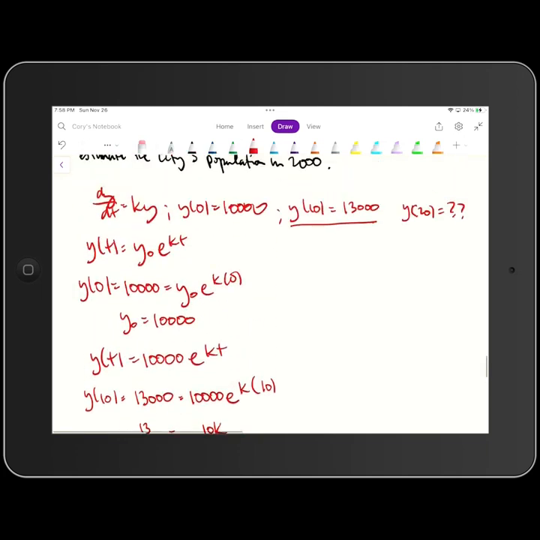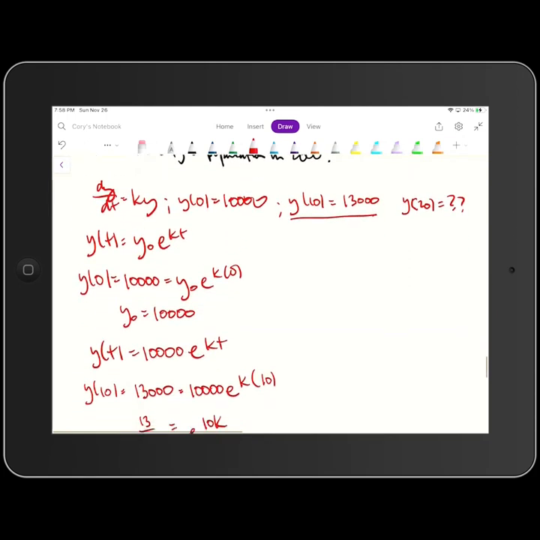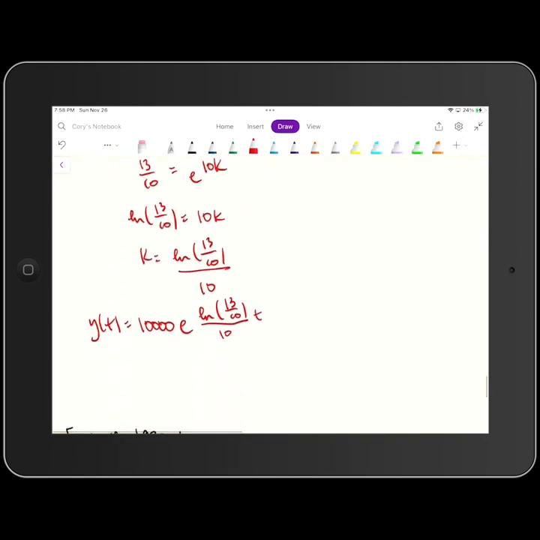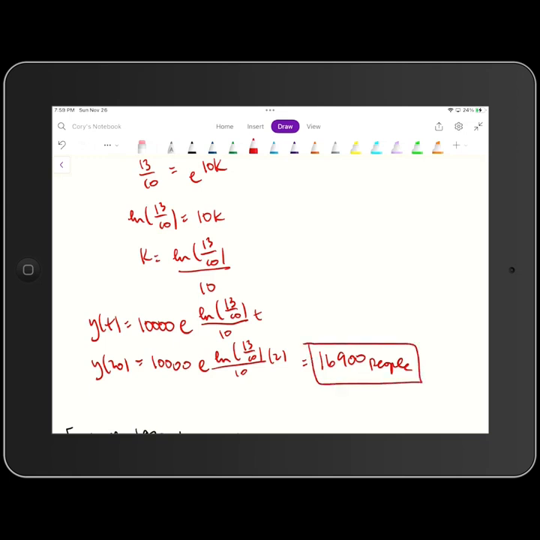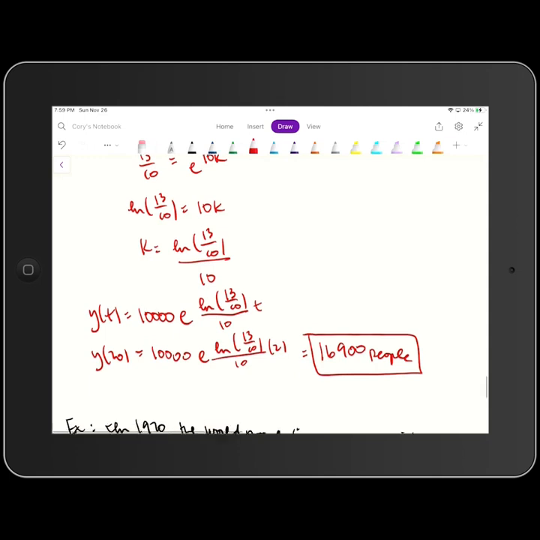And then we are asked to calculate y of 20, the population in 2000. Okay, so y of 20 is 10,000 times e to the natural log of 13 over 10 divided by 10 times 20 power. And then when we calculate the population at that time, y of 20 becomes 16,900 people. All right, that is an exact answer, so we don't have to use the approximately equal to symbol for that.